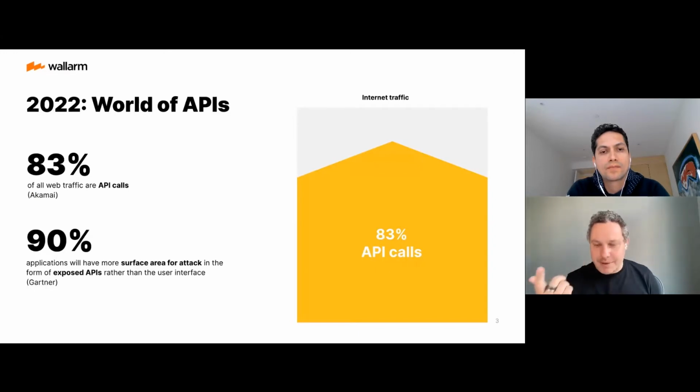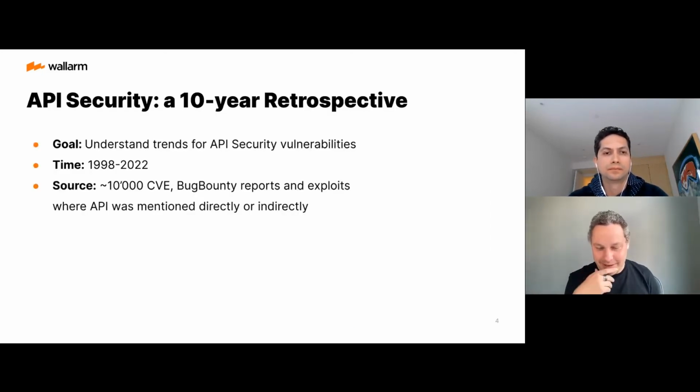So let me start with some data. Not everybody knows, but 83% of all web traffic is API calls. Can you imagine? 83% of all web traffic are API calls. It's the majority of everything. Gartner is also saying, and some people believe Gartner, some people don't, that 90% of all applications will have more surface area for attack in the form of exposed APIs, which is a really big thing.